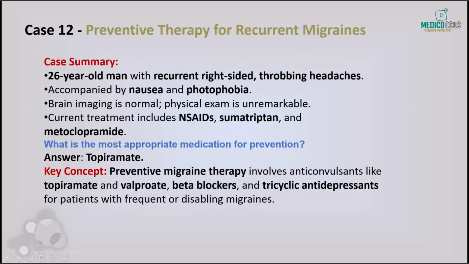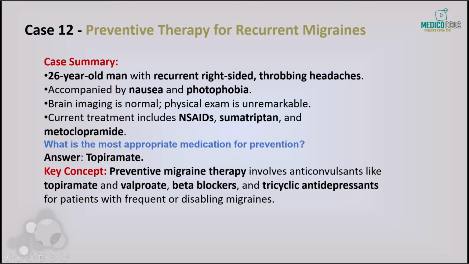Let's move to another migraine case. A 26-year-old man presents with severe right-sided throbbing headaches accompanied by nausea and photophobia. The patient reports that these headaches began in high school but have become more frequent, significantly affecting his work. He currently manages the headaches with non-steroidal anti-inflammatory drugs, sumatriptan, and metoclopramide for nausea. Physical examination and recent brain imaging were normal.